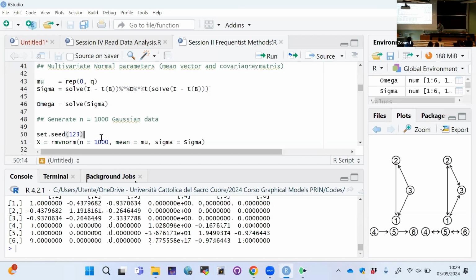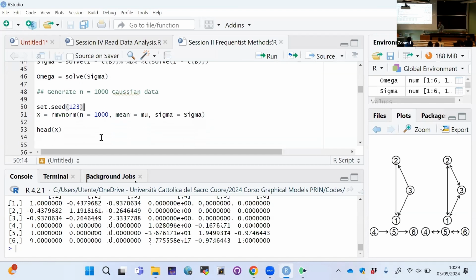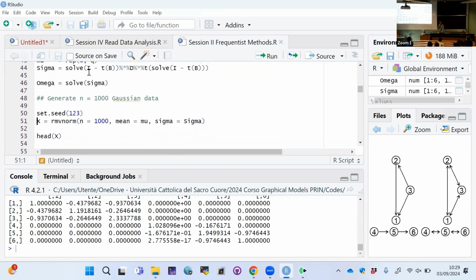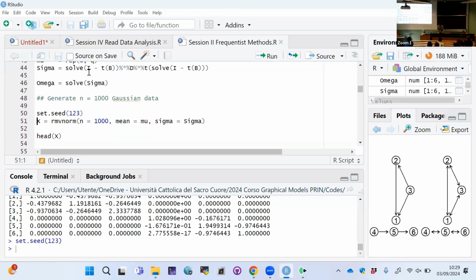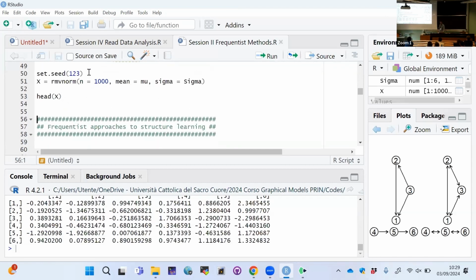So finally, let me simulate our Gaussian data. I will fix the seed, like 1, 2, 3, and I will apply the function rmvnorm for a number of draws equal to 1000, for example, setting mean equal to mu and sigma equal to the variance covariance matrix that we computed before as a function of B and D. And these are my data from a Gaussian DAG model.